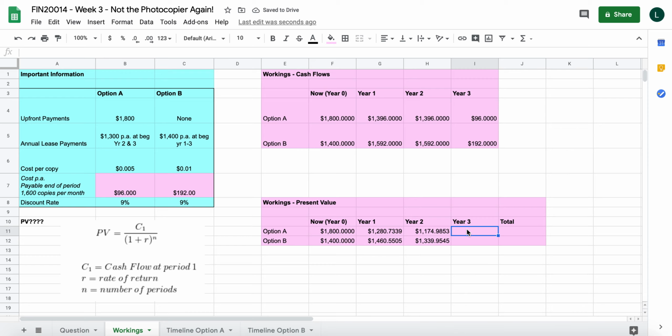So let's go into year 3. $96 over 1 plus 0.09 to the power of 3. And we can bring that down. There's our calculations. You can see up here my formula. And then what we do is we have to total these all up. There we go. There's our 2 answers. Which one is the cheapest? Here we go. Option A. That's our answer.